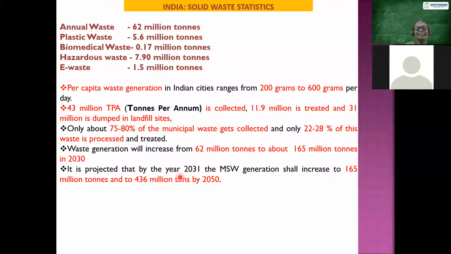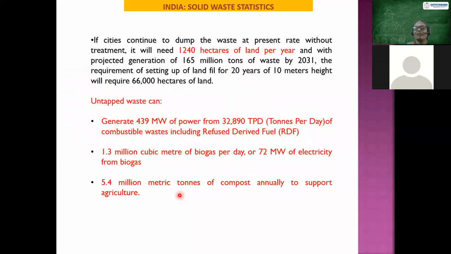Okay, and you all have seen that in 2050 it is projected to increase to 436 million tons. So 62 million tons now, and in 2050 it is 436. So what are we going to give our future generation? They were saying that 1,240 hectares of land area have been projected per year for generation, of 165 million tons by 2030.